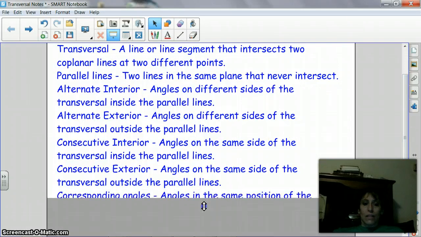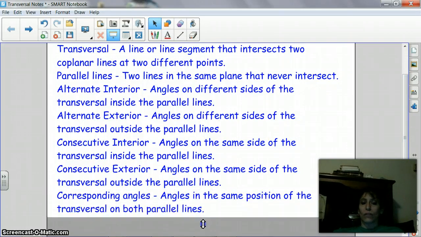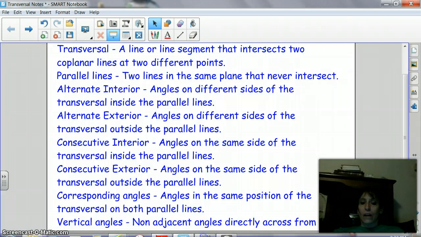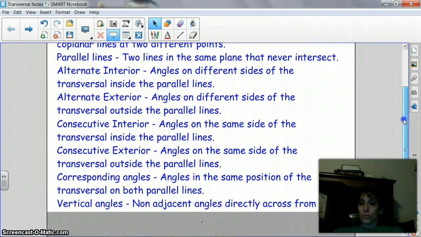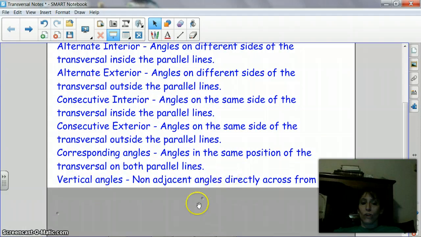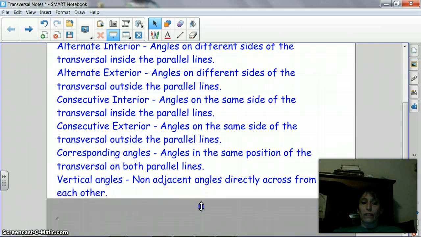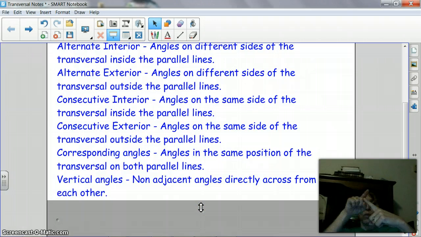Alright, the next word is corresponding angles, and they are angles in the same position of the transversal on both parallel lines, and I'll show you some examples of that in just a minute, because it's really important that you get corresponding. That's a big one. Alright, the next one, let me move it down a little for you, is vertical angles. And vertical angles are non-adjacent angles directly across from each other. So if you have a cross like this, it would be one on top and one on the bottom, or one to the left and one to the right.